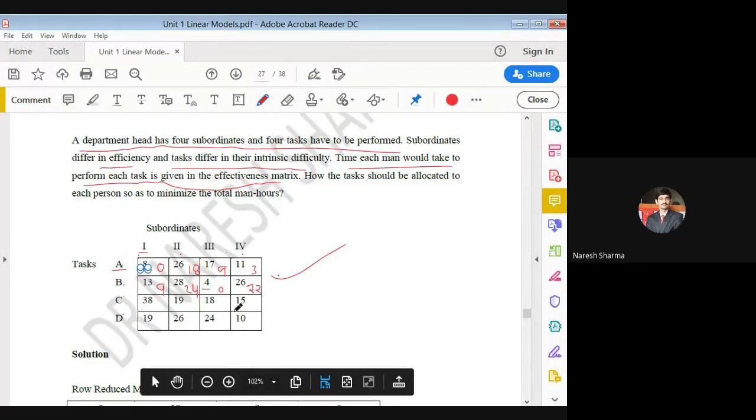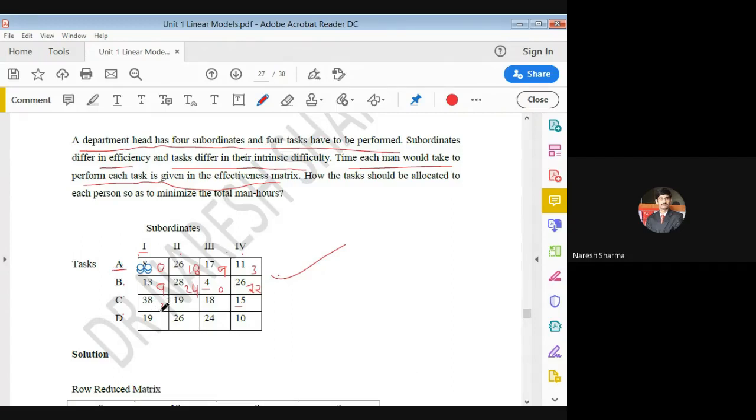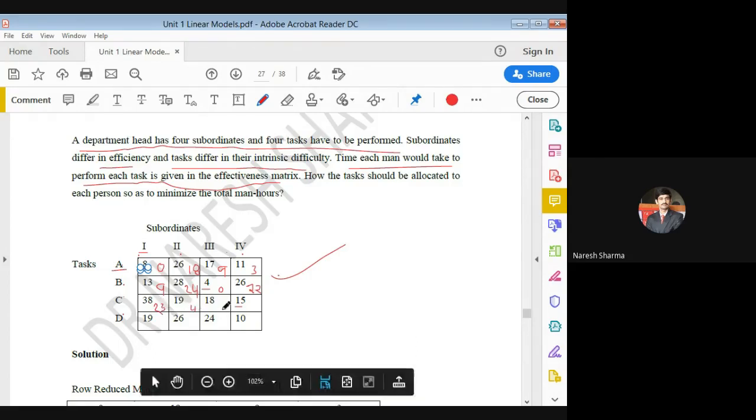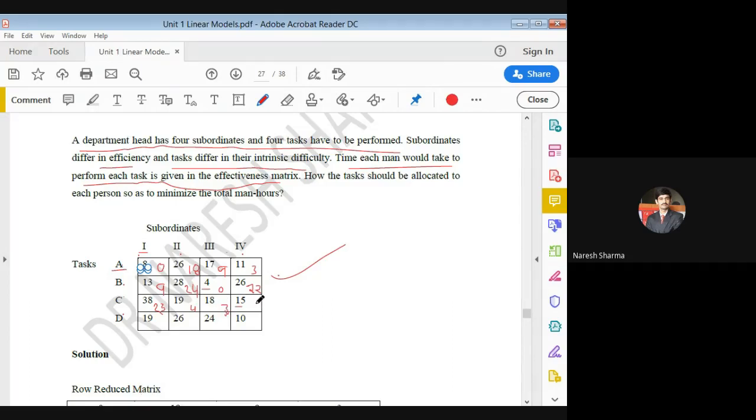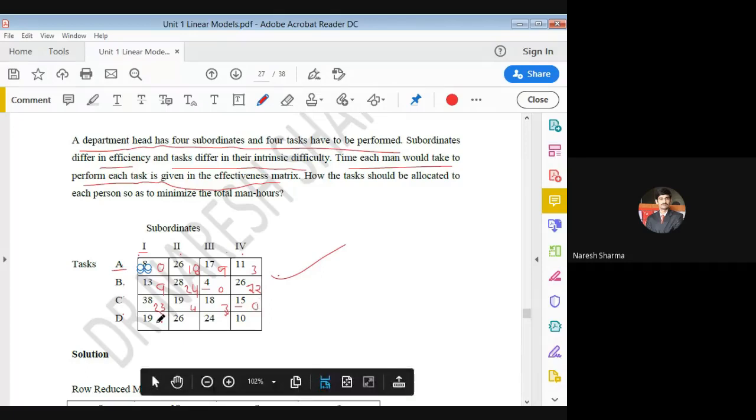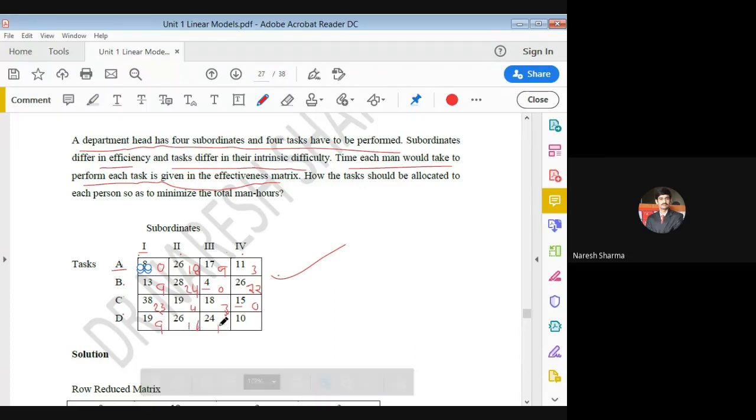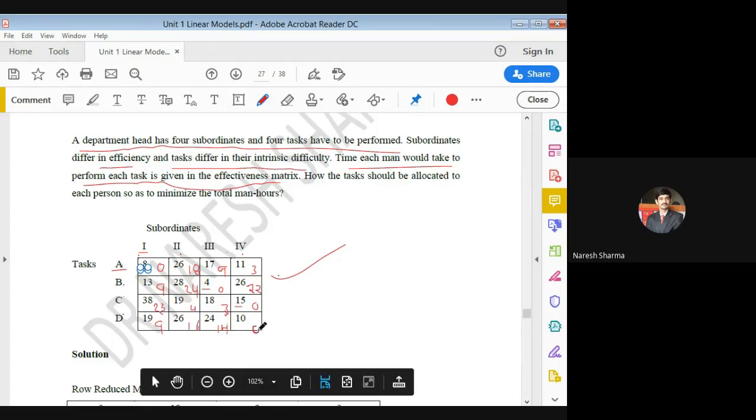In the third row, 15 is the minimum, so we subtract 15 from this, and that gives 23, 4, 3, and 0. Similarly, in the last row 10 is the minimum, so if we subtract it we get 9, 16, 14, and 0.